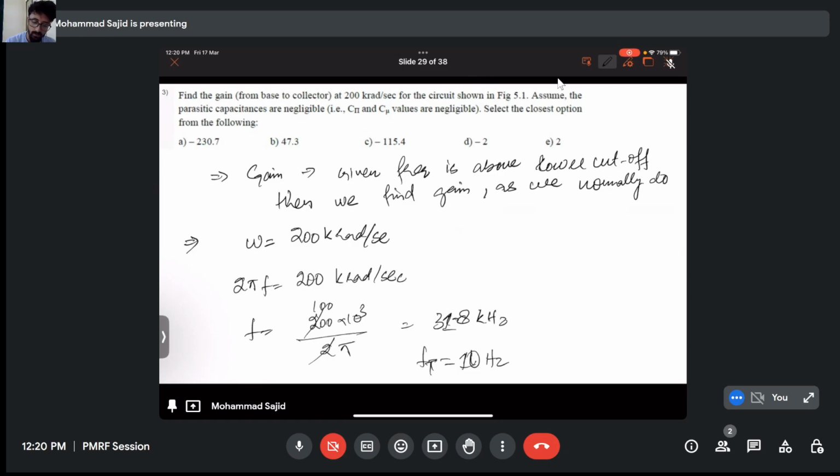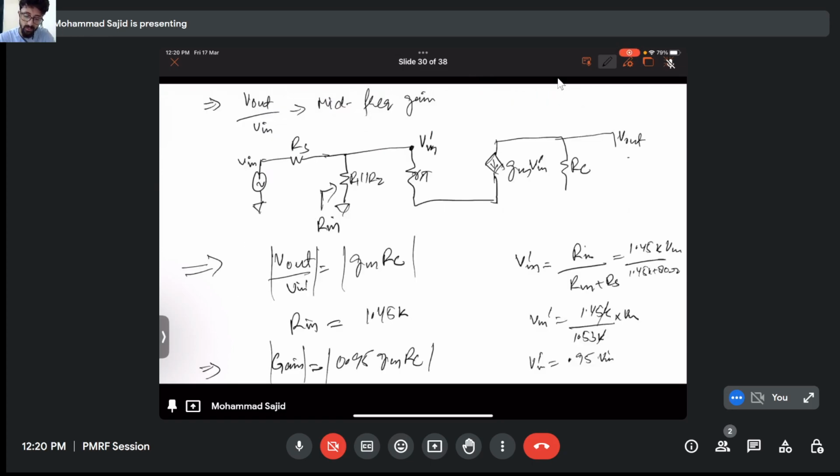Okay, let me just cross check what we did. Vin dash is equivalent to 0.95 divided by 0.9. If I don't do any attenuation, I'm getting 228.